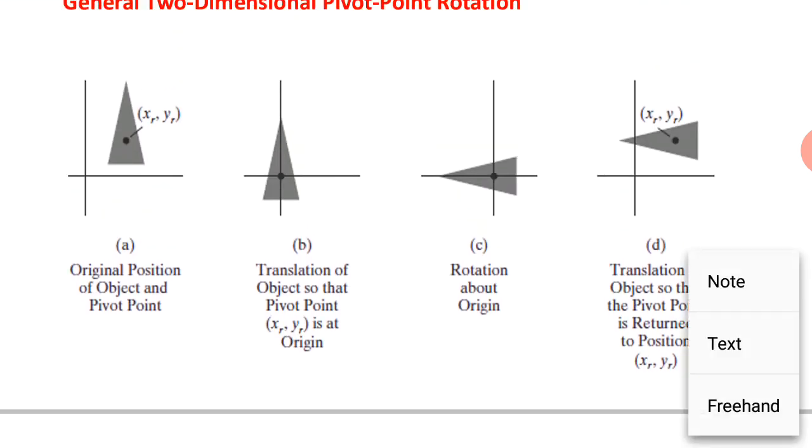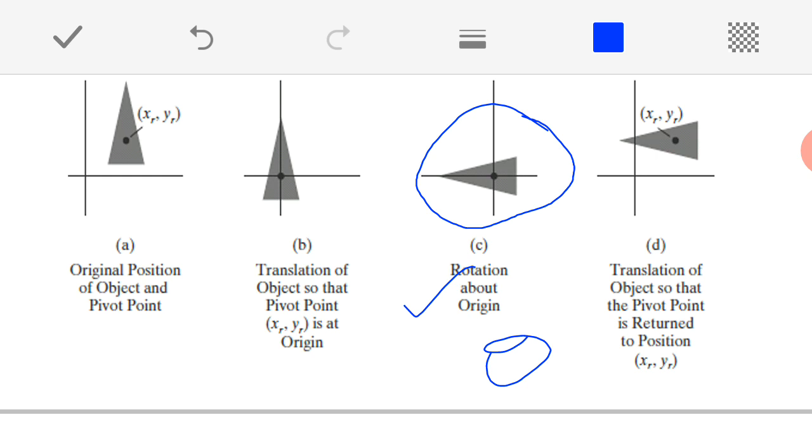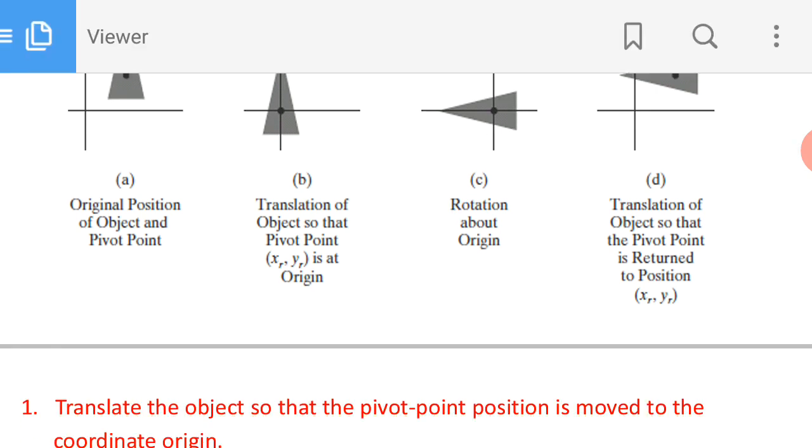Once my object has been translated and the pivot point is overlapping with the origin, I perform the actual rotation. The rotation about the origin is done with some angle theta as per the requirement. This is the second step. Then what is the third step here?